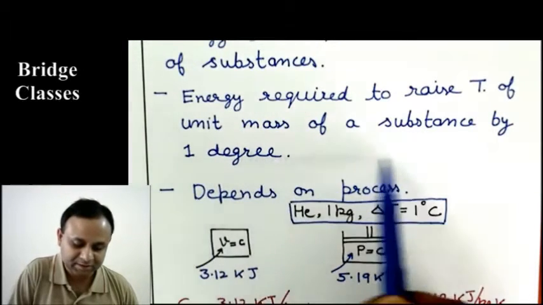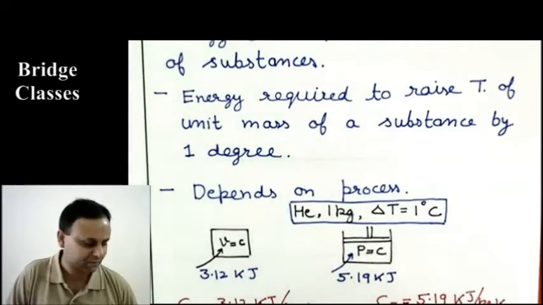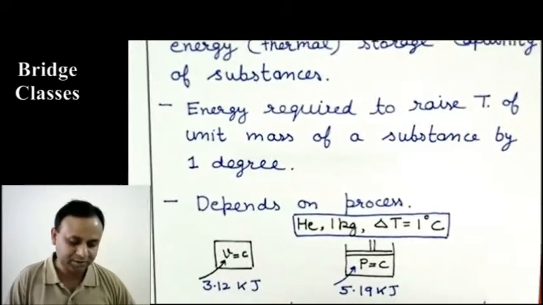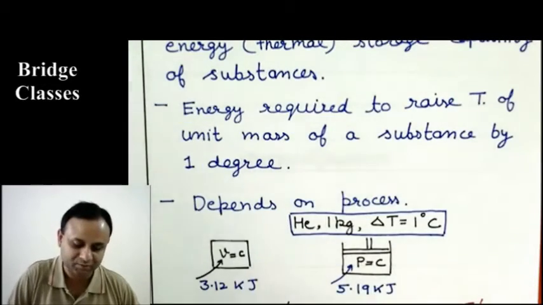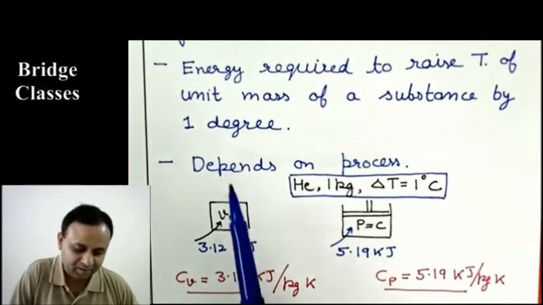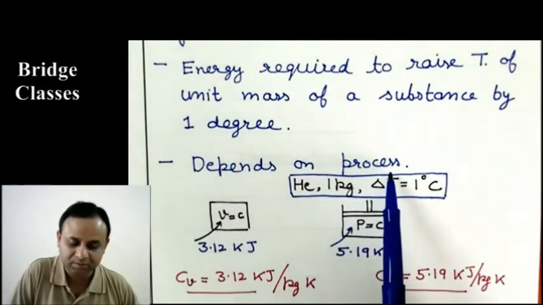But actually this definition is not complete, because if you want to heat 1 kilogram of a substance by 1 degree, heat addition, heat transfer, depends on the path. So although we are increasing the temperature by 1 degree, the amount of energy required to raise that will depend on the path. So this definition is actually not complete. So I have written here, it depends on the process.